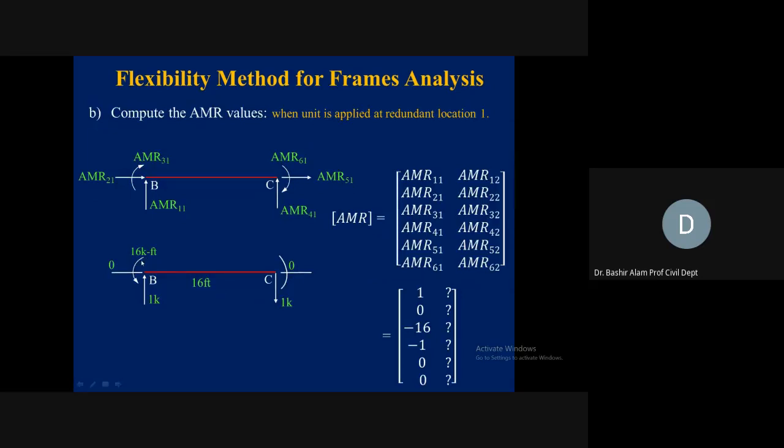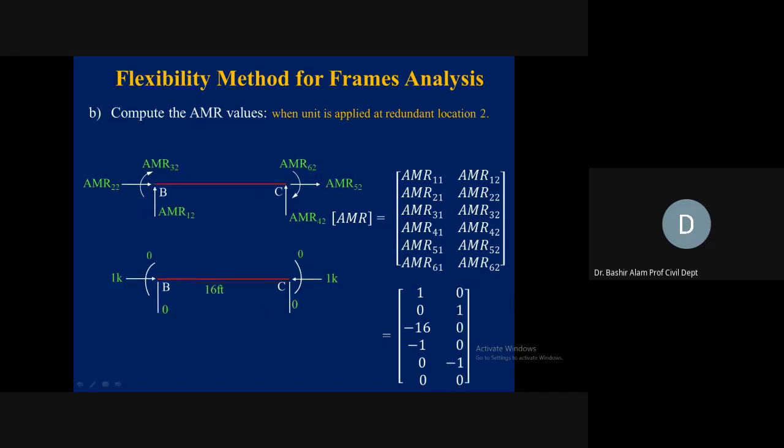Next, second column of the AMR. So it is 0, 1, and 0. Here you see 0, 1, 0. And this is 0, minus 1, and 0. These values you see. Here AMR is 6 cross 2. And we solve this equation and get all the 6 member actions.